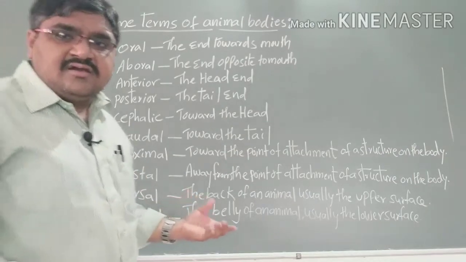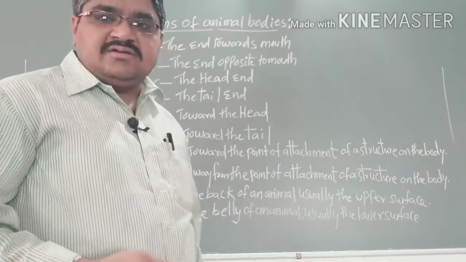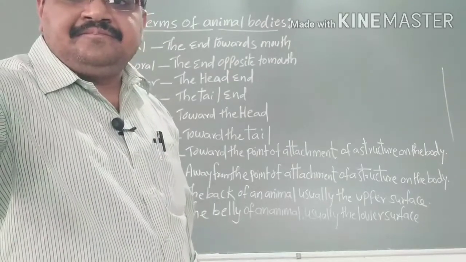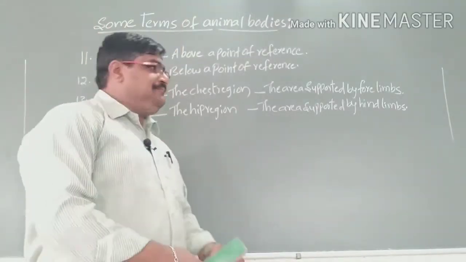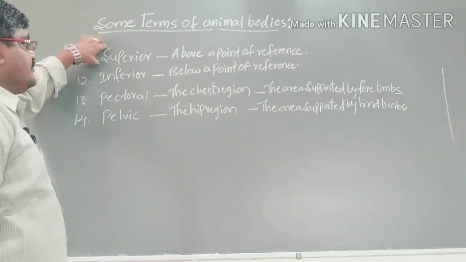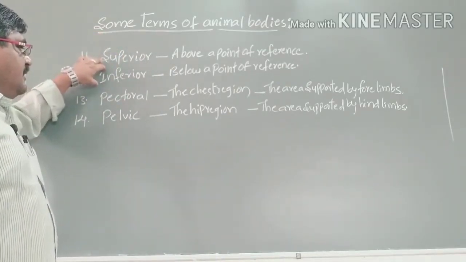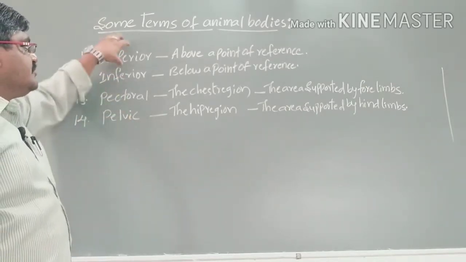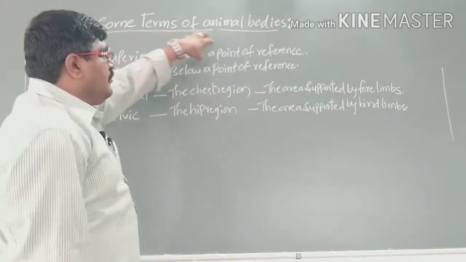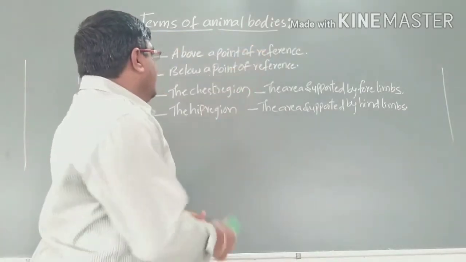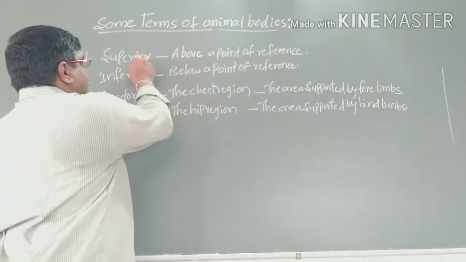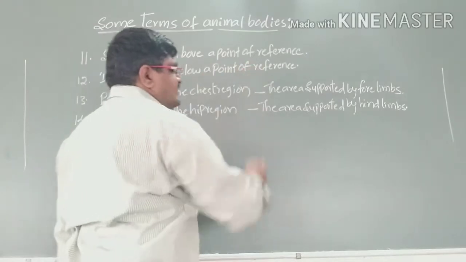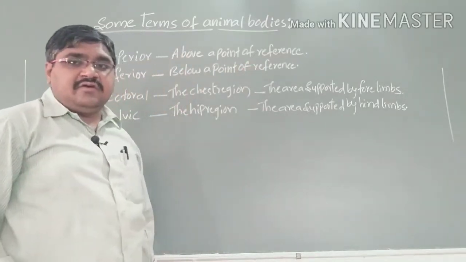There are so many remaining, what are those, now we'll discuss. Now coming to the next ones: superior, inferior, pectoral as well as the pelvic region. Superior means above the point of reference, we can call that the superior, and inferior means below the point of reference, we can call that the inferior.